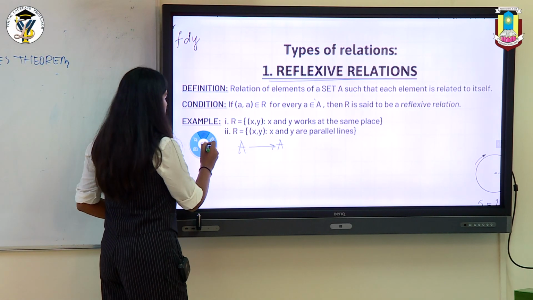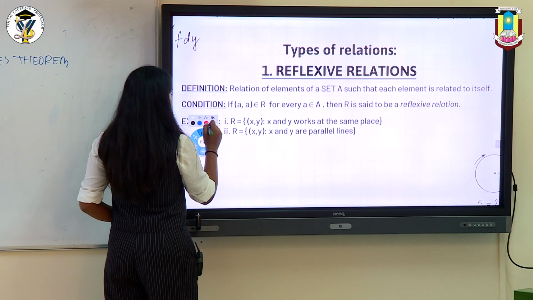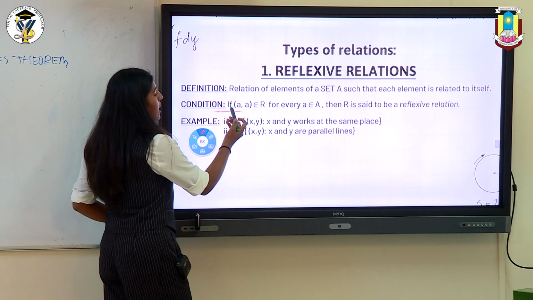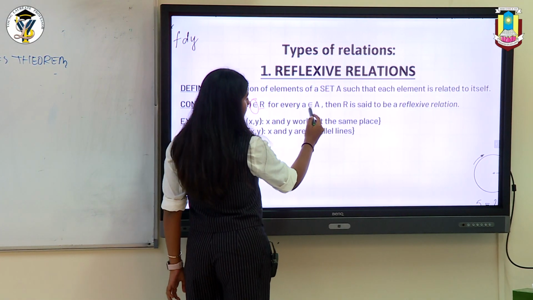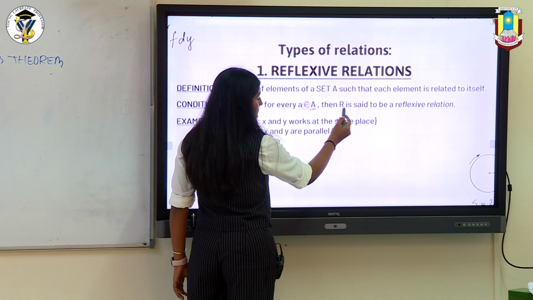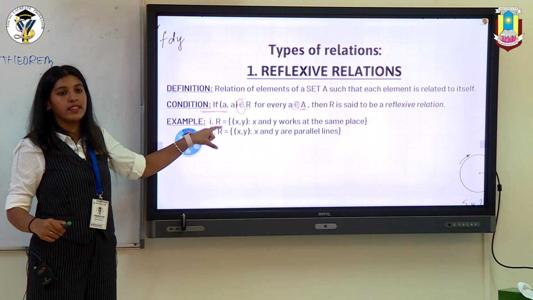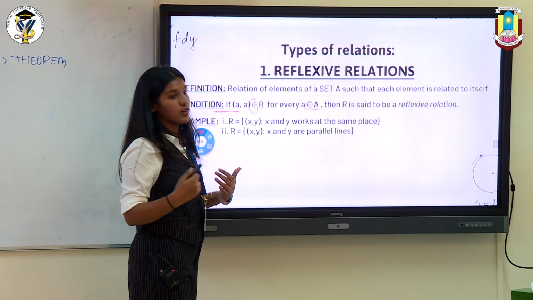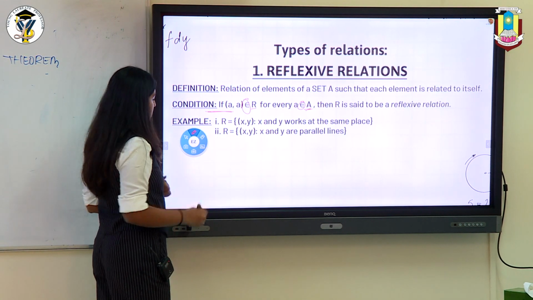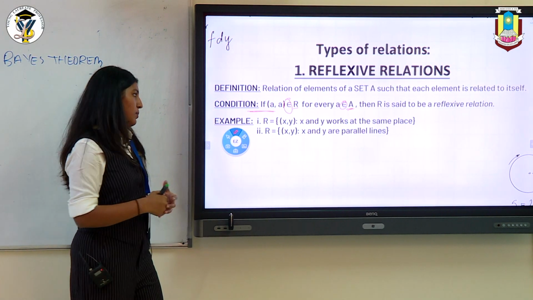Now, the condition: while solving questions, you will be asked to write this condition. If (a, a) belongs to R for every a belonging to set A, then R is said to be a reflexive relation. If you do not write this condition, then half a mark is gone. That's what my teacher told me, so that's a trigger point for me. So now we'll go into examples so that you understand it properly.